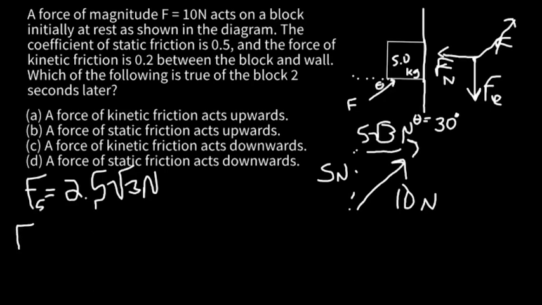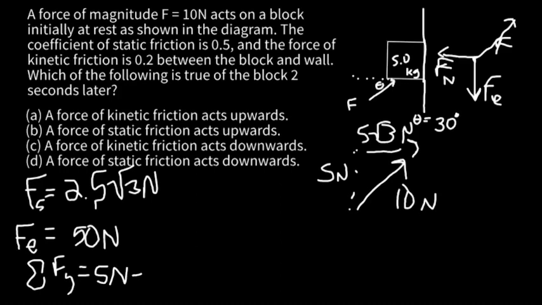The force of the earth on this block is going to be the weight of the block, so 50 newtons. Right, because its mass is 5 kilograms times 10 meters per second squared, which is 50 newtons. Alright, so let's sum our forces in the vertical direction. Upwards we've got a force of 5 newtons. Downwards we've got the weight of the block, so that's going to be 50 newtons.